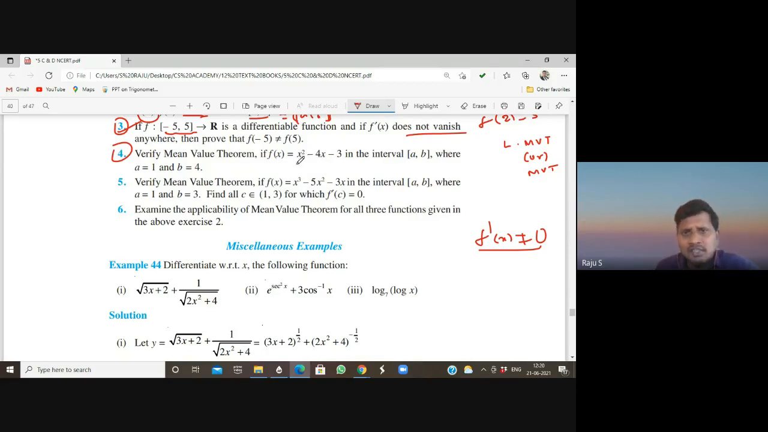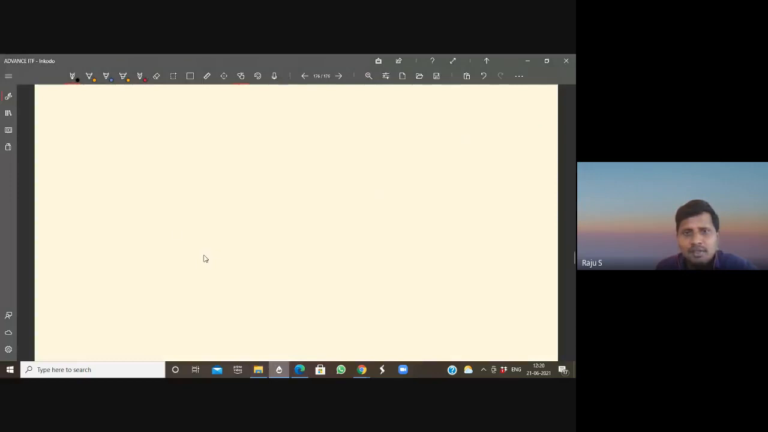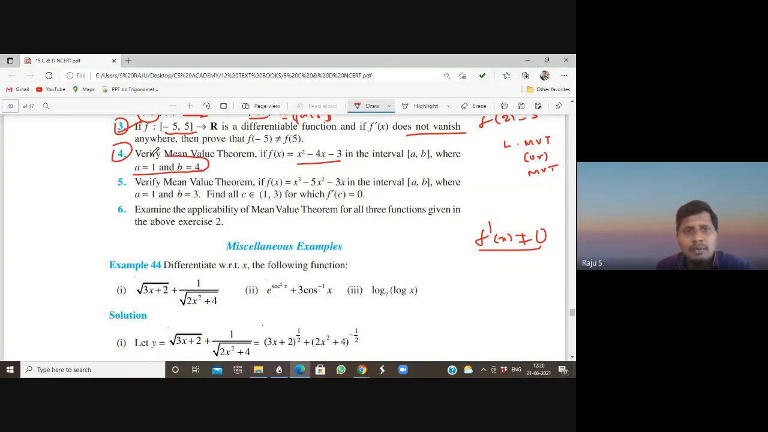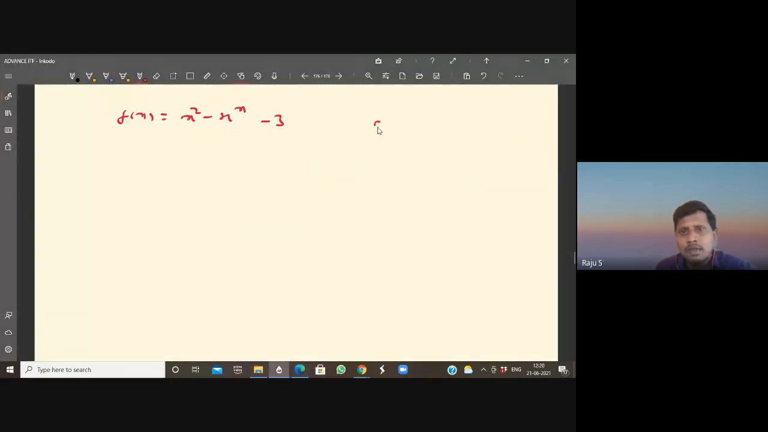But anyhow, the function is given: f of x is equal to x square minus 4x minus 3. And here in the question, what is the interval a comma b? The interval a comma b is equal to 1 comma 4. But I am going to write all the function clearly.